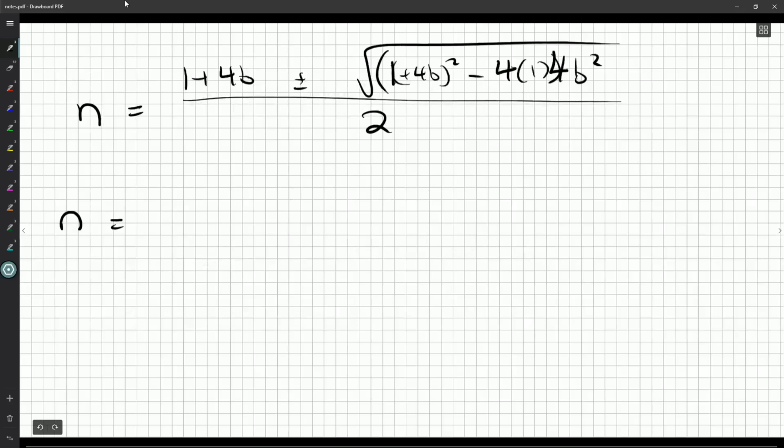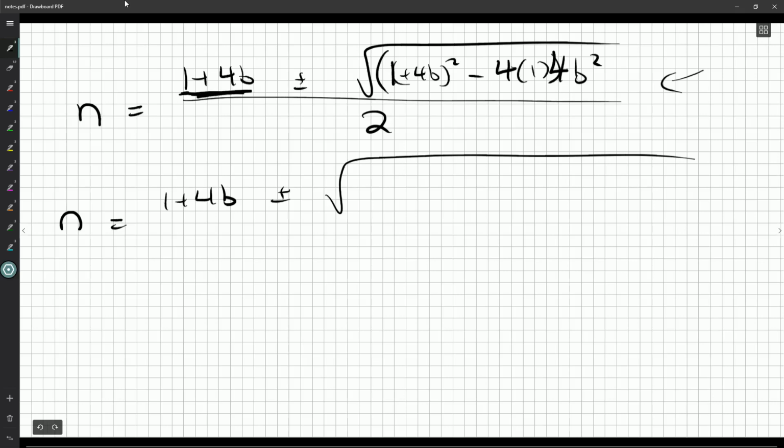Okay, so we'll get n is equal to (1 plus 4b plus or minus the square root of something) over 2, and what's inside the square root needs to be a square. Not only that, it's got to be an odd square because we've got an odd number here, and we have to divide by 2, so you have to either add an odd to an odd or subtract an odd from an odd. You can't add an odd to an even and then divide by 2 and get an integer. So what do we have?